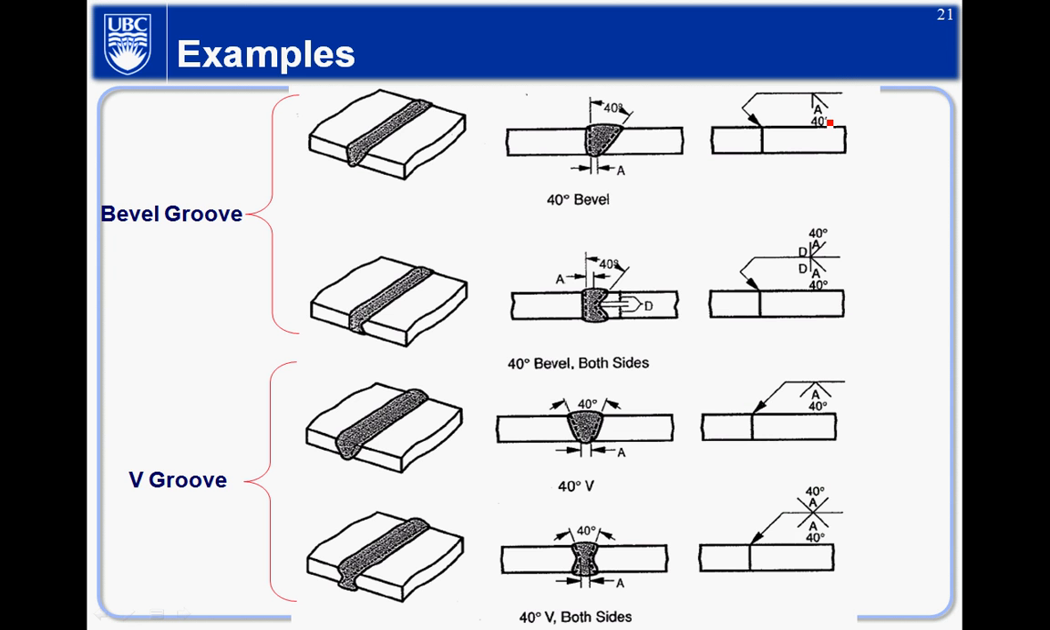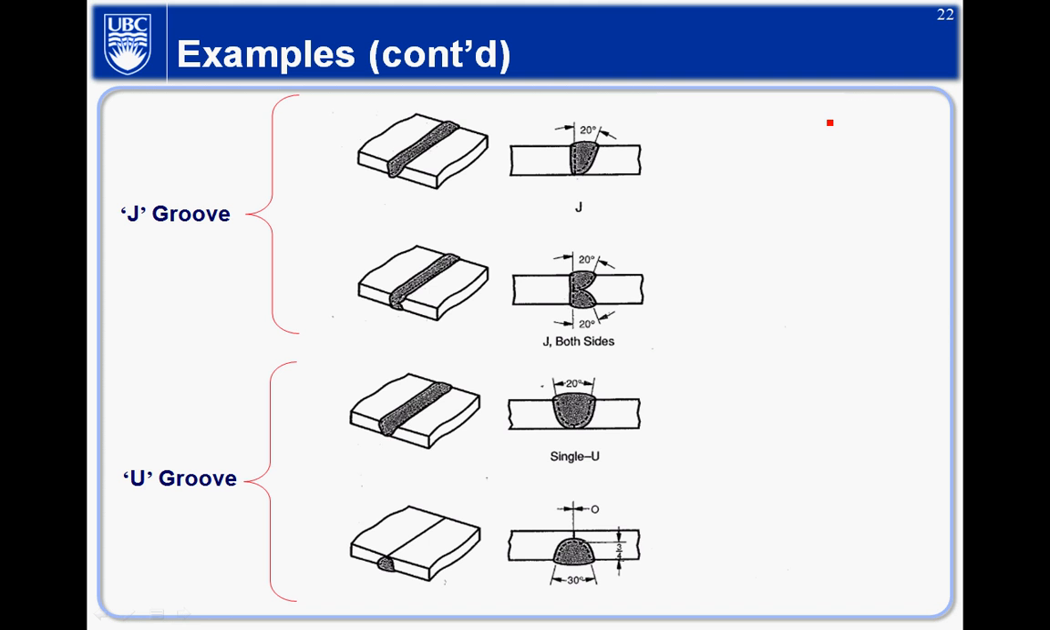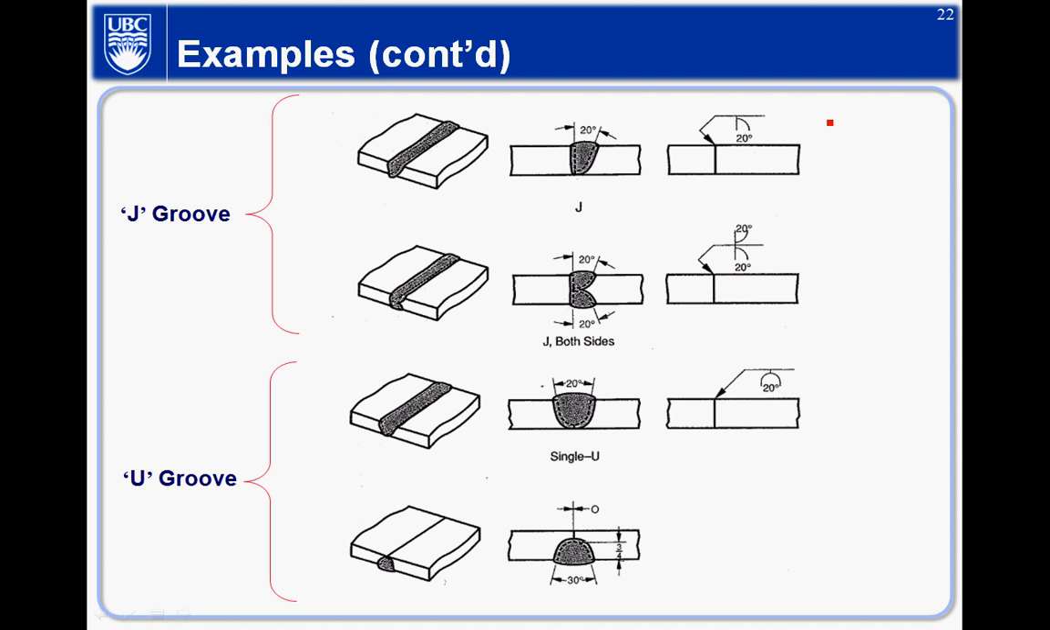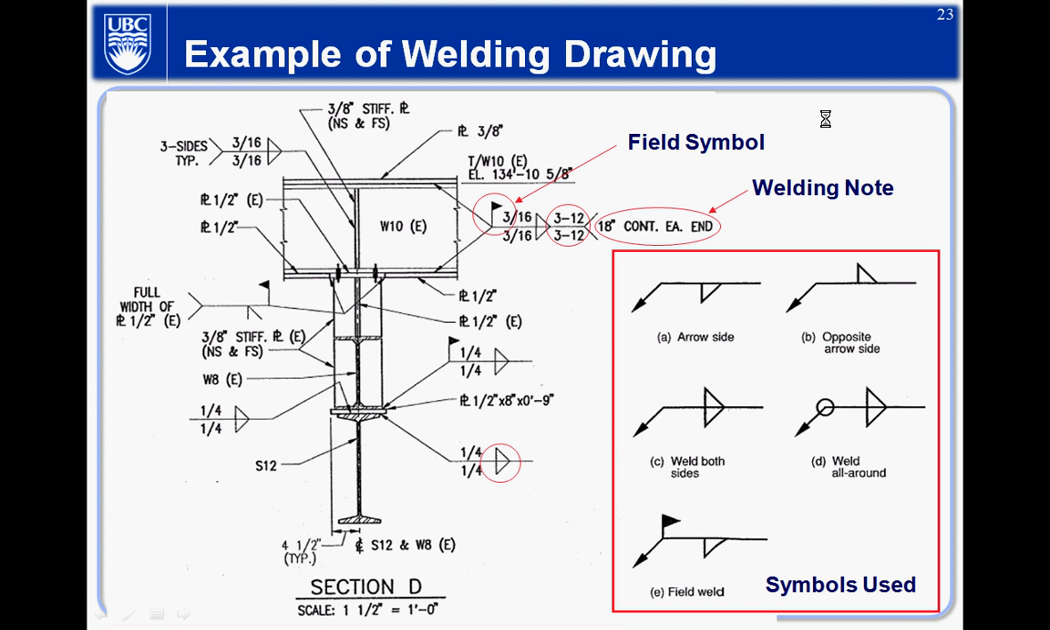A couple more examples. So groove, that's what it looks like. The symbol, double-sided. So single U, starting angle is 30 degrees. And this is one practical example from a piece of drawing. For example, there's a little flag here, so that means it's a field symbol. So it's done in the field. Some other things, you know.